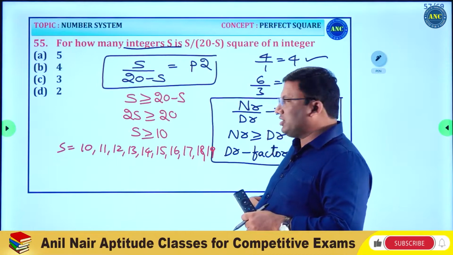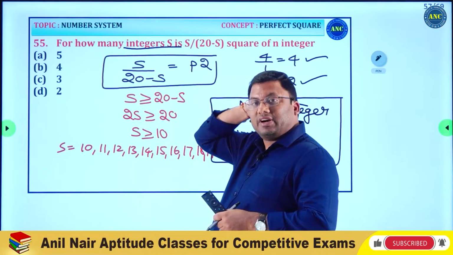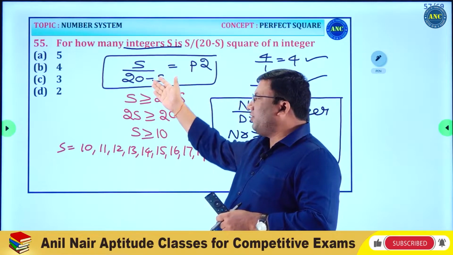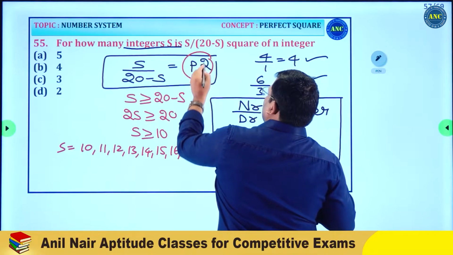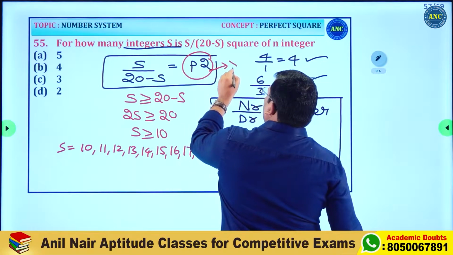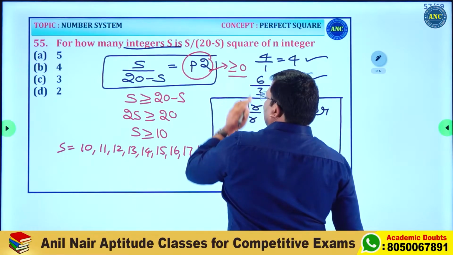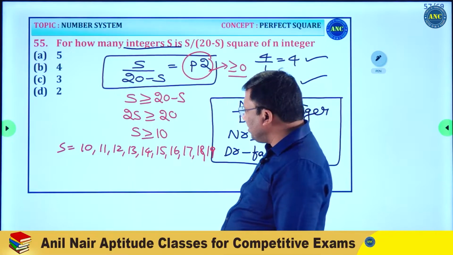Suppose S is greater than 20, right, 20 minus 20 is 0. If it is 21, I will get negative. Negative means, a square function is always greater than or equivalent to 0. That is the reason S is greater than or equivalent to 20 minus S.